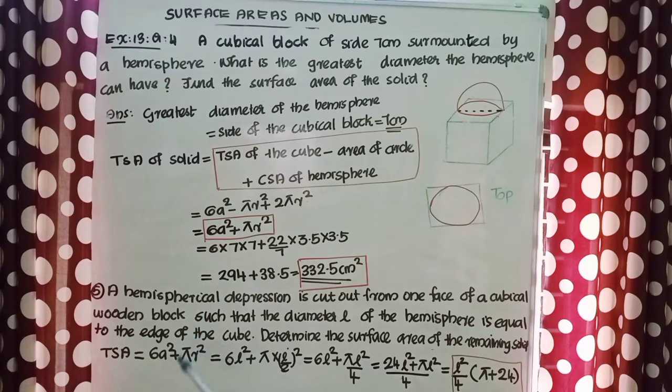The formula is 6a square plus pi r square. Here the diameter is L. We know the diameter and side of the cubical block both are same. So side also will be L. So we can give 6L square plus pi into L by 2 whole square. That is equal to 6L square plus pi L square by 4. Cross multiplying we get 24L square plus pi L square by 4. L square by 4 we can take outside. We get there is remaining pi plus 24.